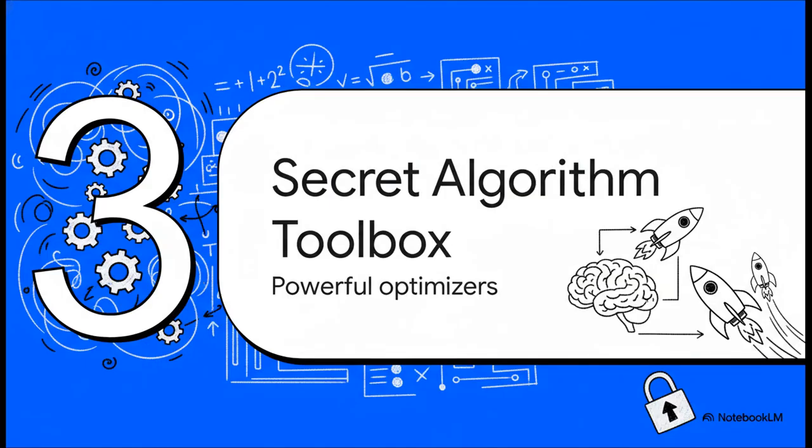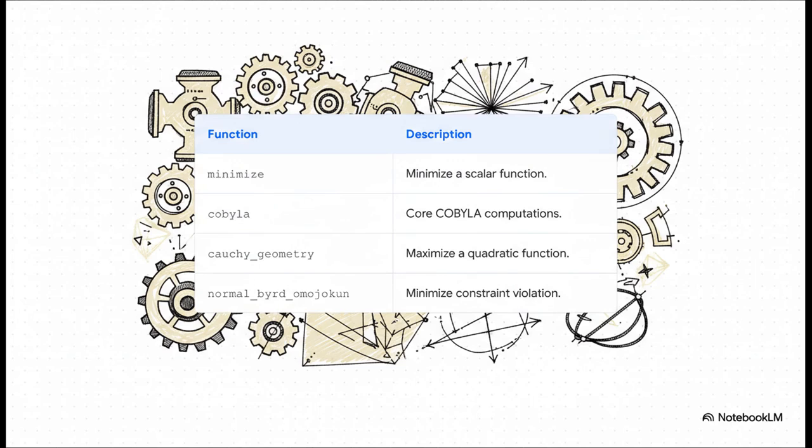But okay, it's not just about compatibility. _lib is also where SciPy keeps some of its secret weapons, these incredibly powerful, specialized algorithms that are the core building blocks for the library's world-famous optimization routines. For instance, if you peek inside some of these internal modules, you find these powerhouse engines. You see functions like minimize for general-purpose stuff, or COBYLA for really core computations, and a bunch of others that are designed for very specific, tricky math problems. These are the real workhorses doing all the heavy lifting in the background.